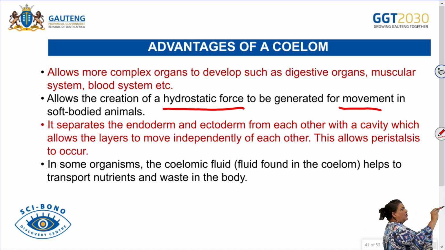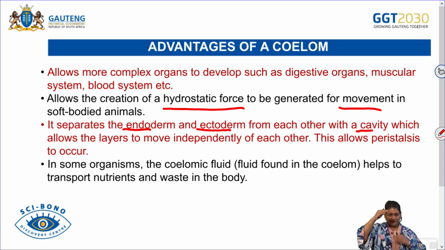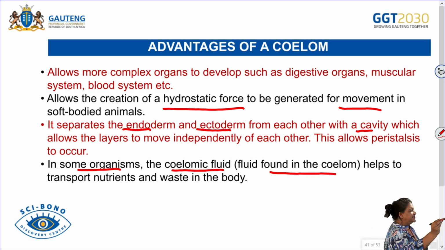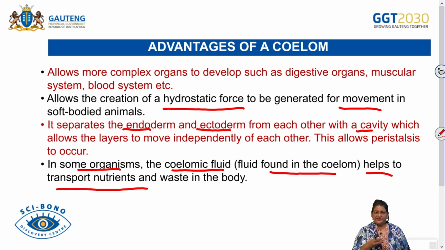Right. Then also, because of the coelom, the endoderm and the ectoderm are separated from each other. So the ectoderm is separated from the endoderm by means of the coelomic cavity. Right. And in some organisms, the coelomic fluid found in the coelom helps to transport nutrients. So the fluid itself also allows what? The removal of excretory wastes.